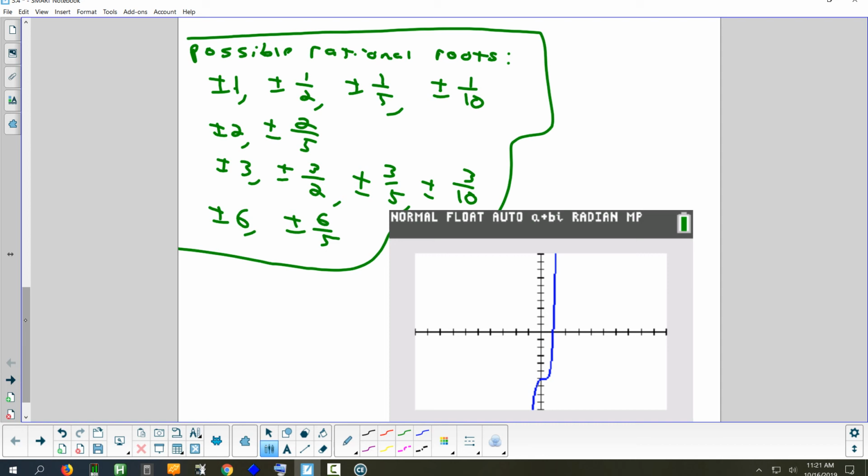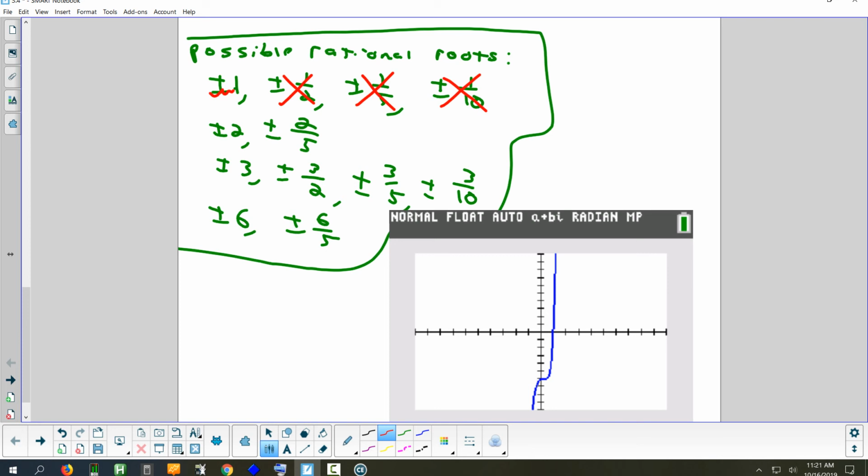Does it look like it crosses near -1? No. Does it look like it crosses near positive or negative a half? No, doesn't look like that. Positive or negative a fifth? No. Positive or negative a tenth? No. So most of the possibilities that you generate don't make a lot of sense. They're still possibilities. It's just they don't work in this graph.